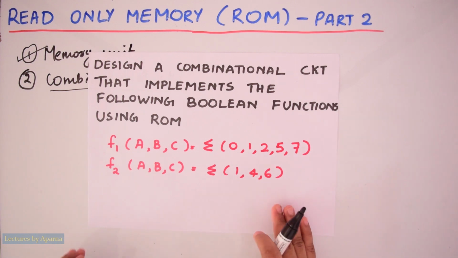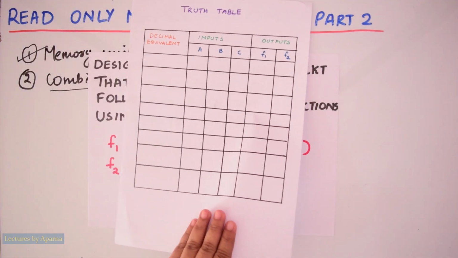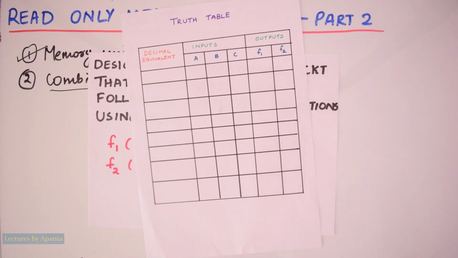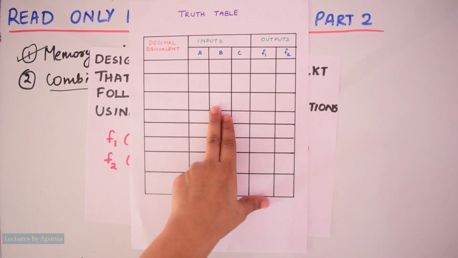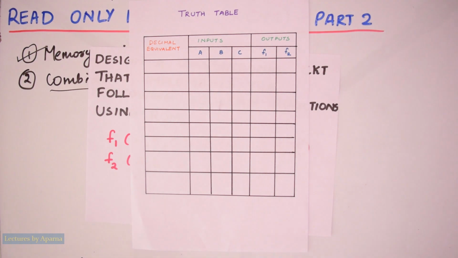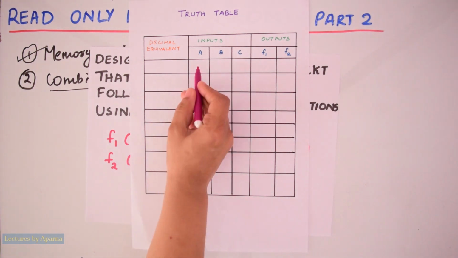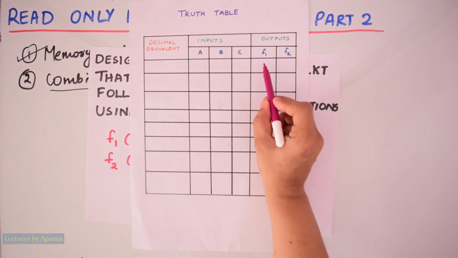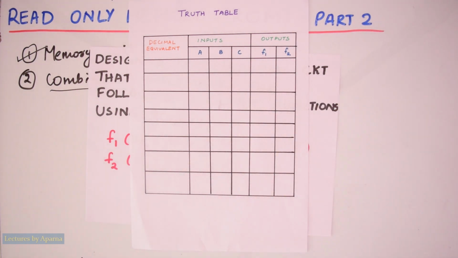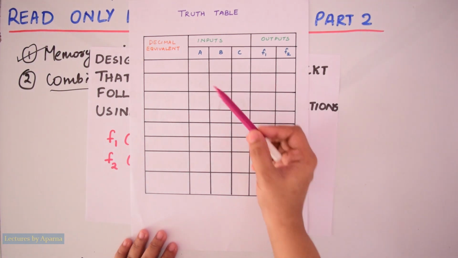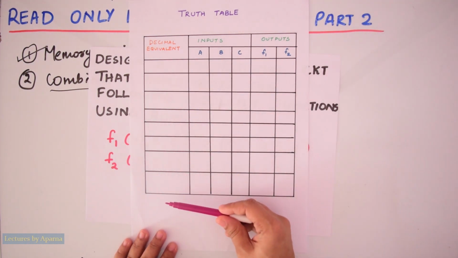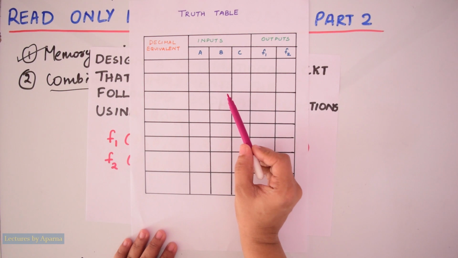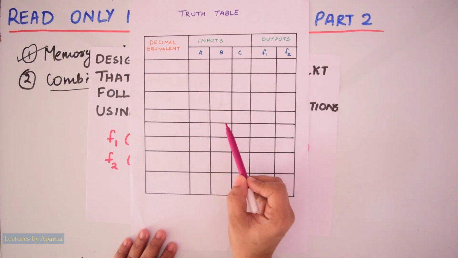So the first step is to write the truth table. In the truth table, there are two sections, input and output. In input, there are three variables, A, B, C. And in the output, there are two variables, F1 and F2. Then there is a column which is the decimal equivalent of these binary numbers formed by A, B, C.